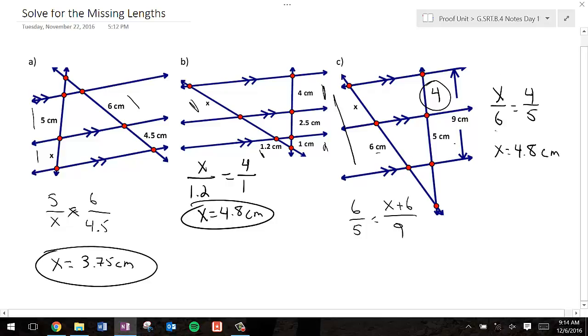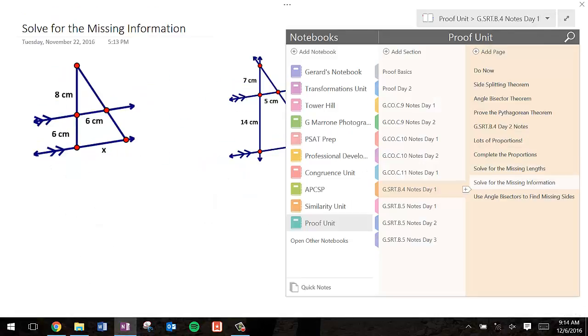I stuck with the easier one in my opinion, and I just felt like it was a quicker method to solve out. So we've got a couple other ones to look at.